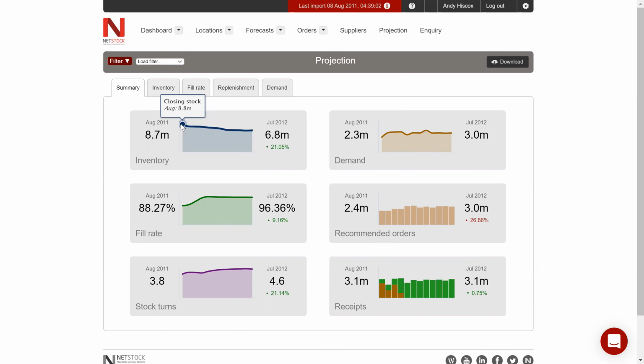So here we can see we're at 8.7 million. Stock is going to go down. It goes up, back a little bit again, and then starts to keep coming down. So about a 20% reduction over the next 12 months with no dramatic increase. So that looks pretty good.